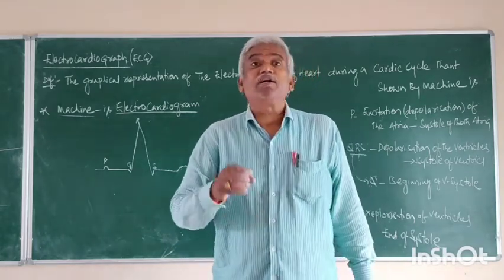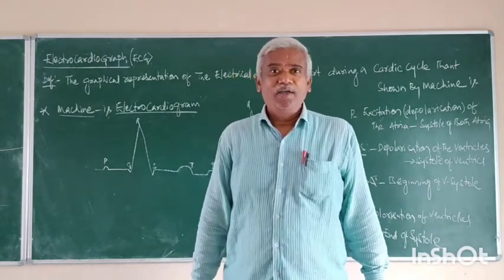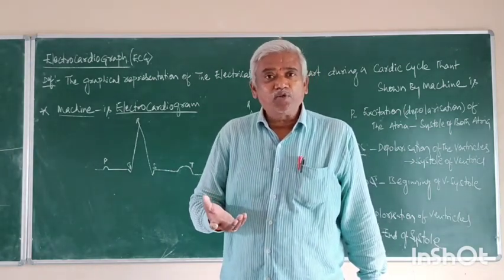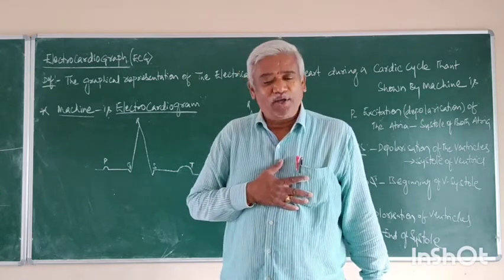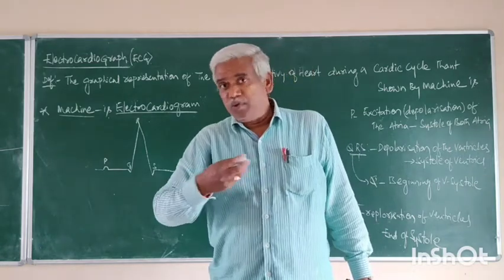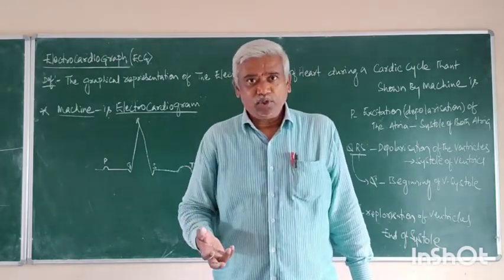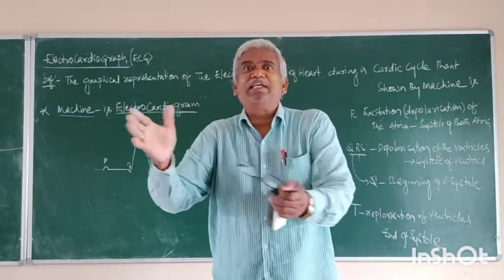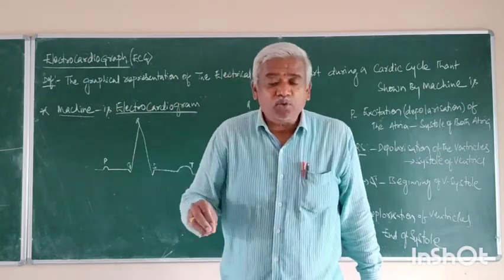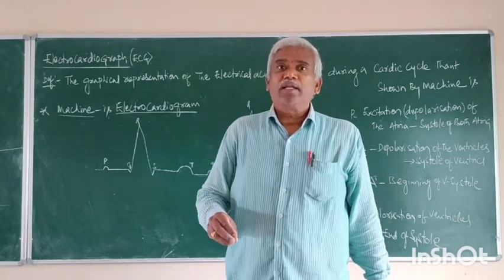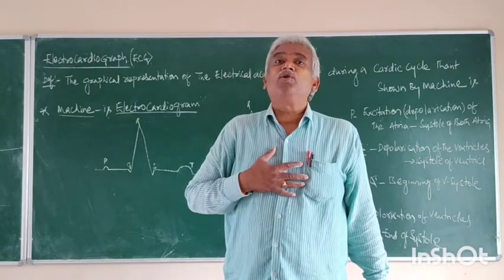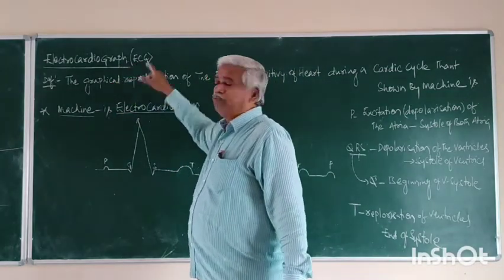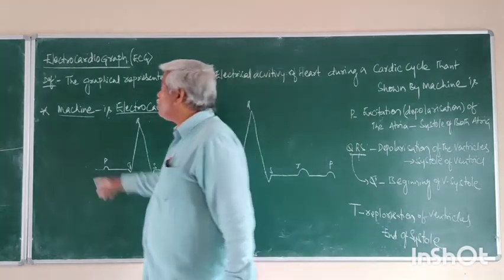If there are any abnormalities in the cardiac cycle, which organ does the cardiac cycle belong to? The heart is internal. Due to this, some symptoms will be there, like chest pain. But nowadays, there is a machine, like a TV, a machine with which we observe the events of the cardiac cycle. That is called electrocardiography. Now, what is the definition of electrocardiography?